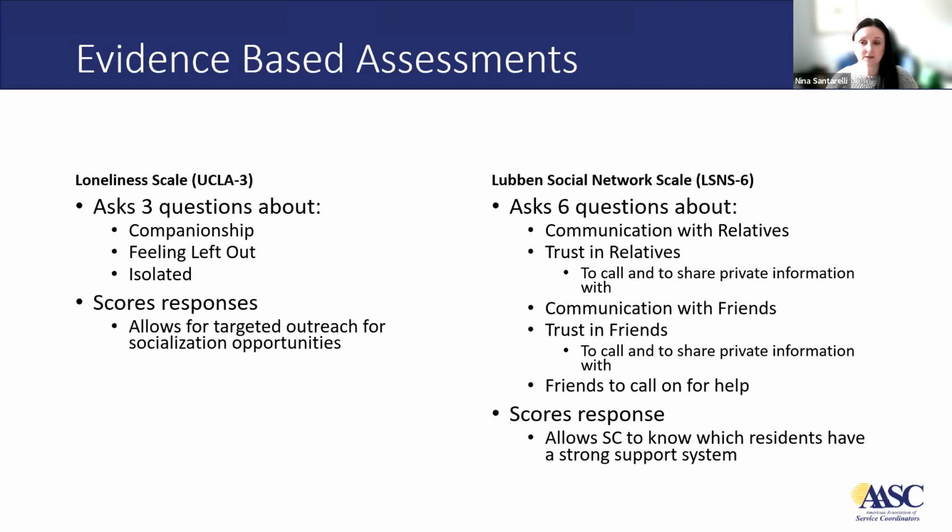The other evidence-based assessment is the Lubin Social Network Scale, which is a series of 6 different questions that really focuses on relationships with relatives and friends, and who the resident identifies as a trusted support person in their life. And again, this allows the resident or the service coordinator to really figure out who has strong support systems in place and who could benefit from additional engagement opportunities that maybe they don't otherwise have access to. Next slide.